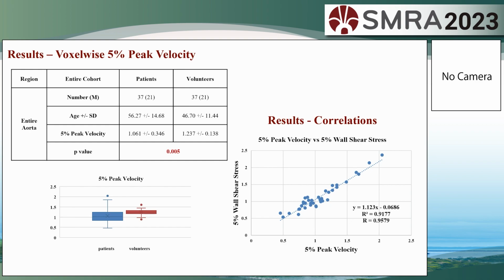The next step was the voxel-wise peak velocity measurement, which was also compared between the patients and volunteers in the entire aorta, and this was also significantly lower in the patient group compared to the volunteers. And the last analysis we did was the correlation between the voxel-wise peak velocity and the wall shear stress. And we observed a significant positive correlation, more than 90% correlation between the two parameters in the patient group.